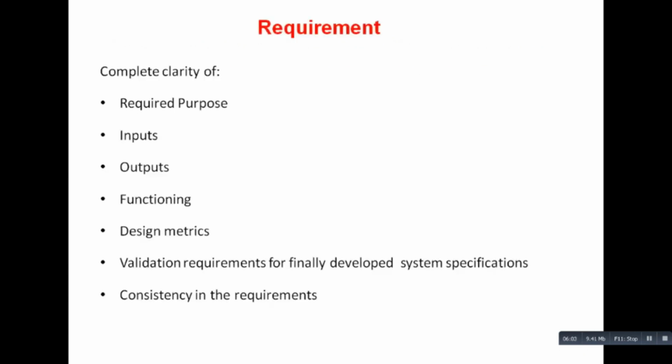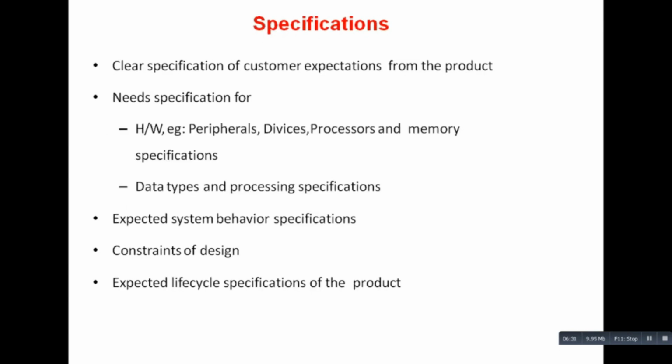Then what is meant by requirement? In requirement, what is the input we are requiring? What is our output, and how do we get that output from the input? That is called functioning. What are the design metrics? What design parameters are required? What about testing and validation? How to perform the debugging? How to avoid the errors? All these things come under this requirement phase. Then the specification: we need to provide the specification for hardware as well as software.